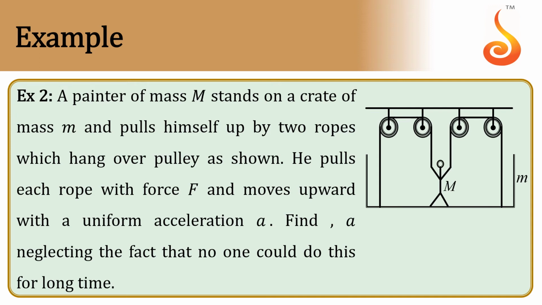Example 2. A painter of mass M stands on a crate of mass m and pulls himself up by two ropes which hang over a pulley as shown. He pulls each rope with a force F and moves upward with a uniform acceleration A. Find A. Neglect the fact that no one could do this for a long time.